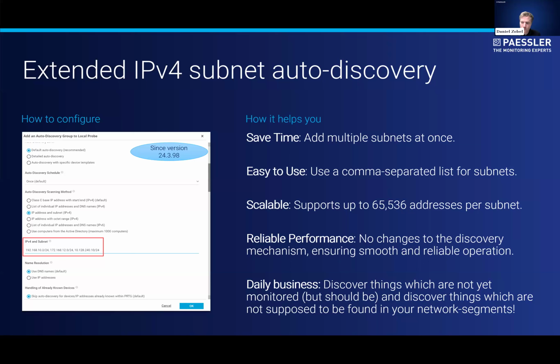And previously, you could only discover one subnet at a time. And now you can use an easy comma-separated notation to enter multiple subnets, and they will be discovered in a single run within the same group, within one discovery. And after discovery, you can still rearrange everything in the device tree as you wish. This feature remains unchanged. And we believe that this small addition brings you really great ease of use.